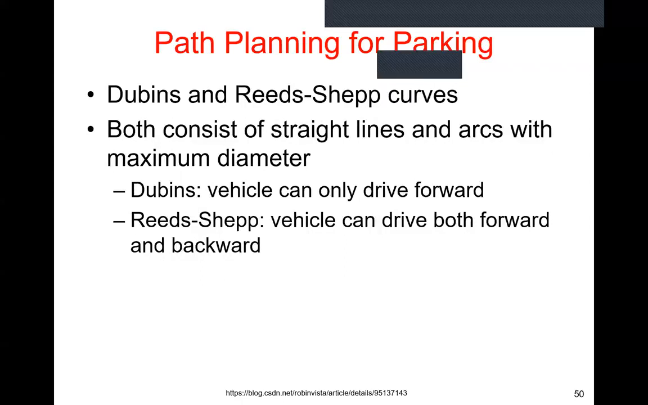So the next topic is path planning for parking. I'll introduce Dubins and Reeds-Shepp curves, but I won't go into details on how they are generated. Both of these curves consist of straight lines and arcs with maximum curvature. A Dubins vehicle can only drive forward. A Reeds-Shepp vehicle can drive both forward and backwards.